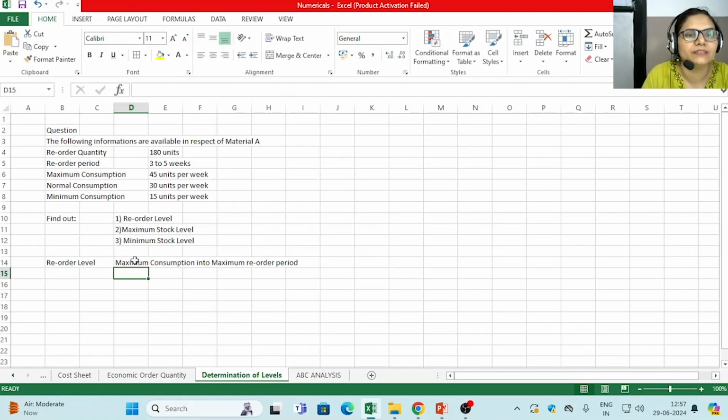We all know maximum consumption is given as 45 units, multiplied by 5 weeks, which will come to 225 units. So you can see reorder level is equal to maximum consumption into maximum reorder period, 45 units into 5 weeks, which will make up to 225 units. This means this is the point at which the storekeeper should start making the purchase requisition.